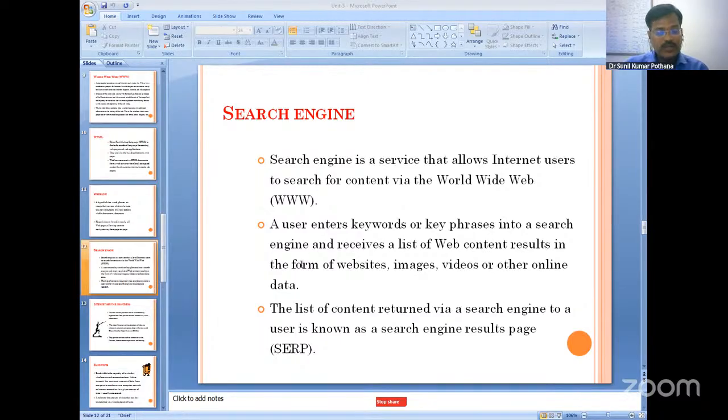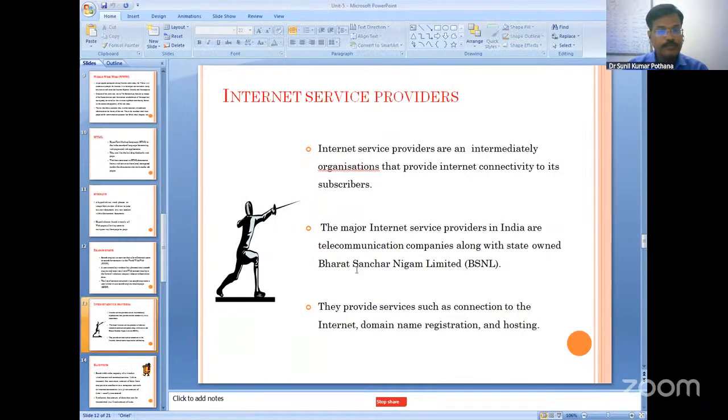Next topic is internet service providers. Internet service providers are intermediary organizations that provide internet connectivity to their subscribers. We have mobile networks, meaning Airtel, Idea, Vi, and Jio. These are some examples. They provide you internet service.